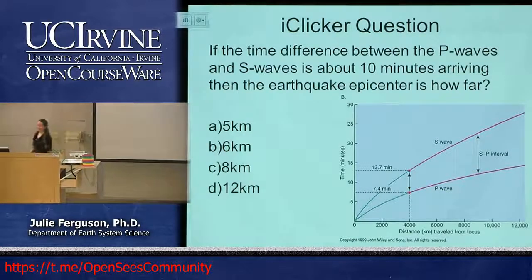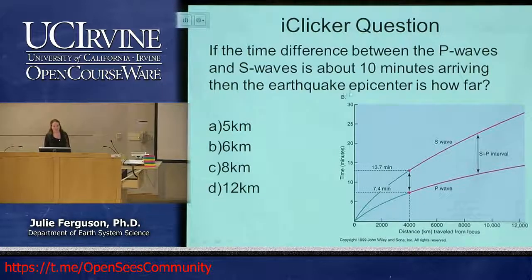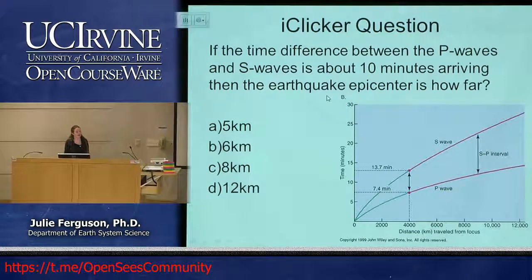Okay, so C is the right answer, and I'm going to tell you why. So remember, it's actually a difficult graph to read. I do understand that. Okay, so the time we have is the difference between the P waves and the S waves. So if we look, we want this difference between these two lines to be about 10 minutes. So if we look at maybe 5 kilometers, then the P waves arrive maybe at 8 minutes, and the S waves arrive maybe at 16 minutes. We've only got an 8-minute difference. So that's obviously too close.